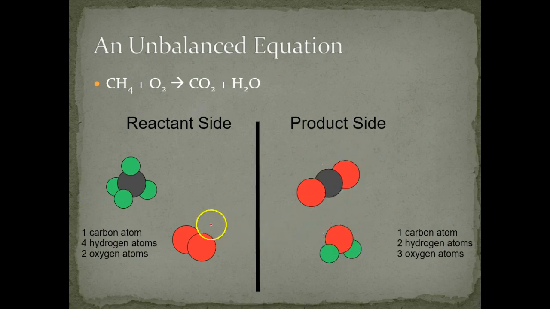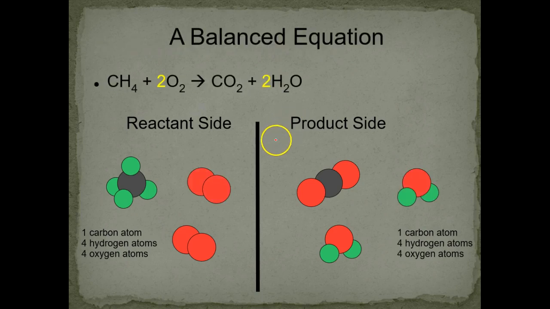If you look at this, I have 4 greens over here, but I only have 2 over here. I have 2 reds, I have 3 reds, and I have 1 carbon, 1 carbon. Well, this means this is not balanced. What I started with is not what came out. So this is an unbalanced equation.